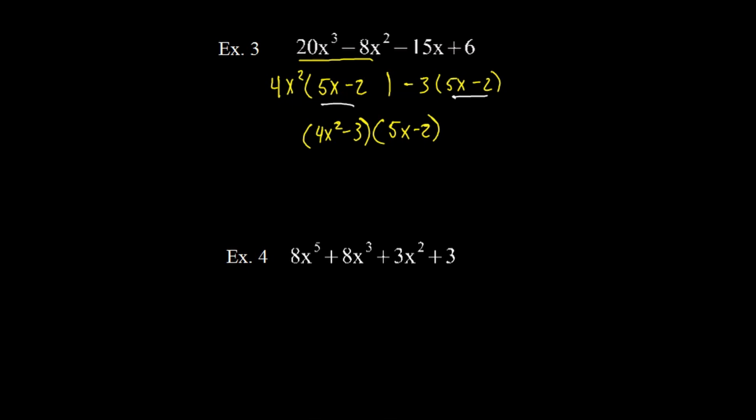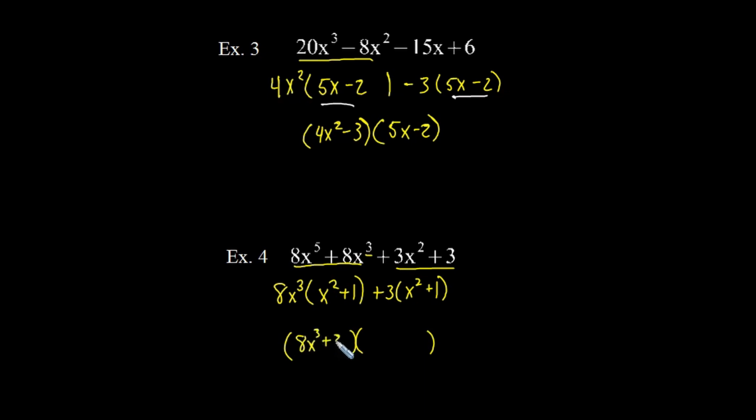So in example 4, we're going to factor out, looks like an 8x cubed of the first two terms. So 8 is there, and also the lowest degree, 8x cubed. So we're going to leave this x squared plus 1. And then we will factor out a positive 3, and that will give us x squared plus 1 out of these two terms. And then we will write our two parentheses, leaving space for making our binomials: 8x cubed plus 3 and x squared plus 1.